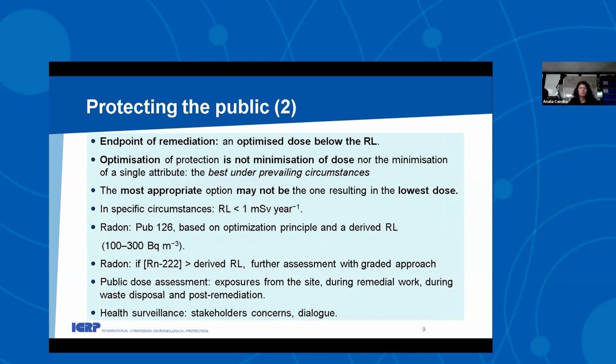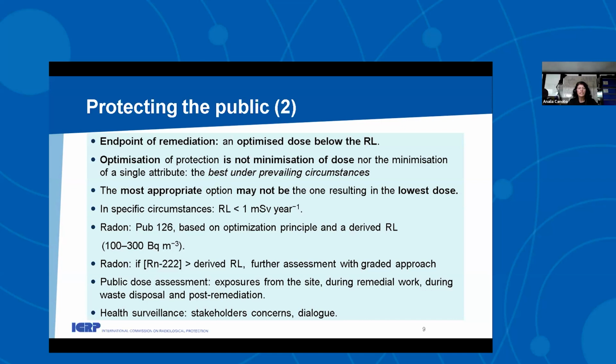Something very important to bear in mind is that optimization of protection is not minimization of dose, or the minimization of a single attribute of the factors that we are taking into account. It is to achieve the best under the prevailing circumstances. So we emphasize that the most appropriate option may not be the one that results in the lowest dose. And something that we also discussed in the task group is that in specific circumstances, and I highlight this, in specific circumstances, and if it is agreed between authorities and stakeholders because it is really needed, the reference level could be a value below 1 millisievert per year.